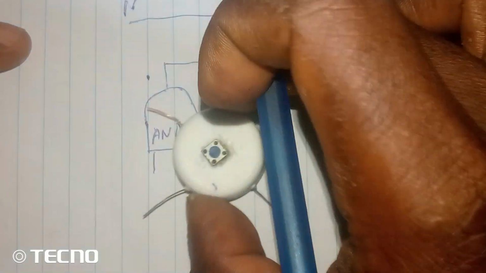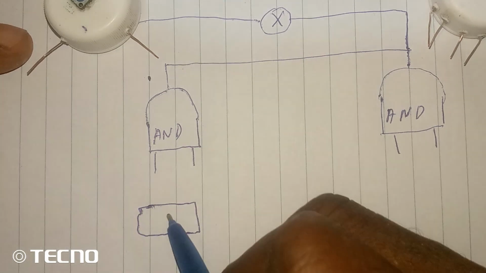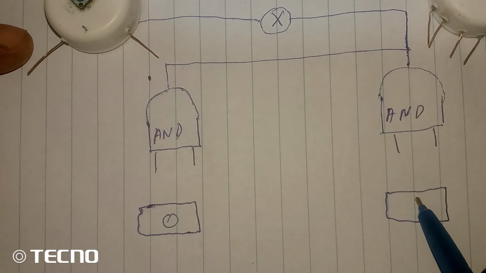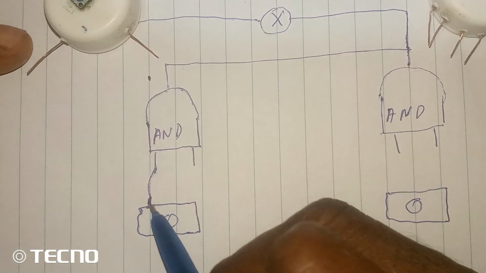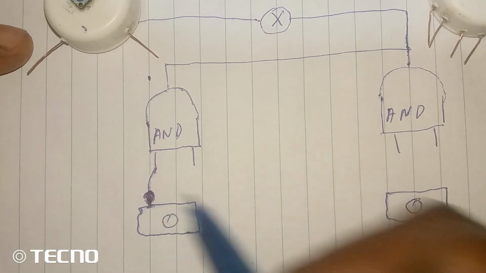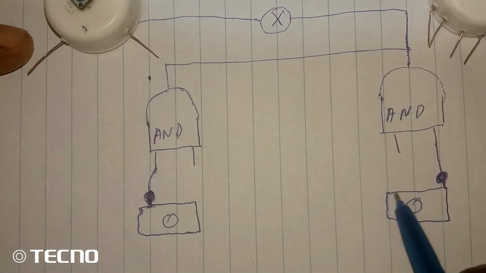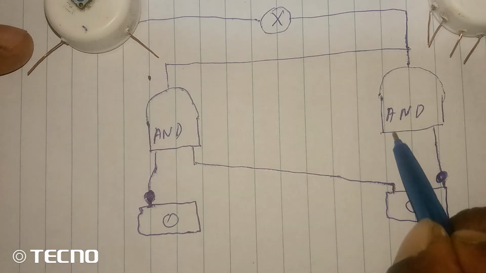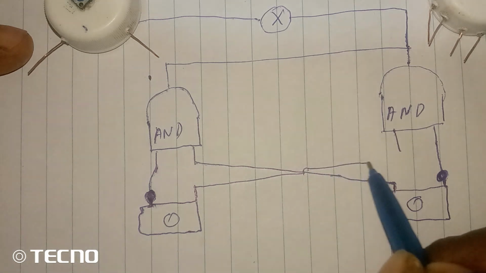And now we are going to add this switch. Let's say this is the switch, and this is also the other switch. Now you have two. This is the normally closed contact, and you have another one here. This is also the normally closed contact, and then you have another point here. These are the strappers, and then you also have this here.